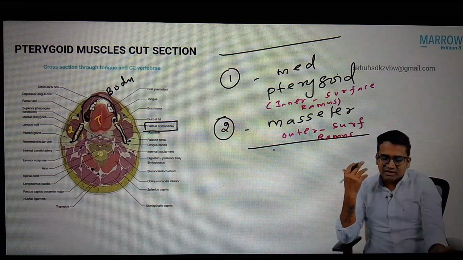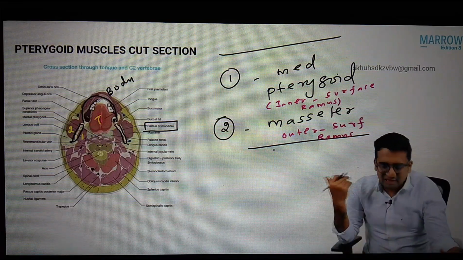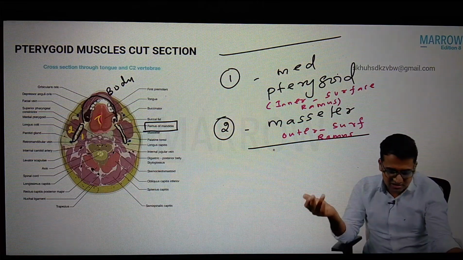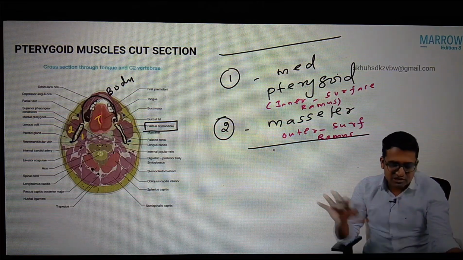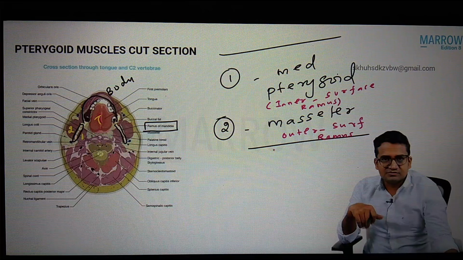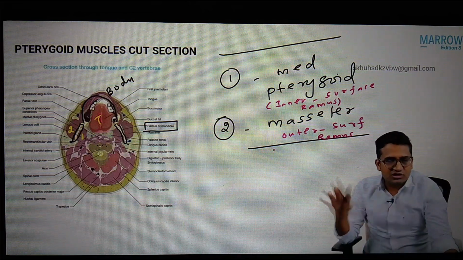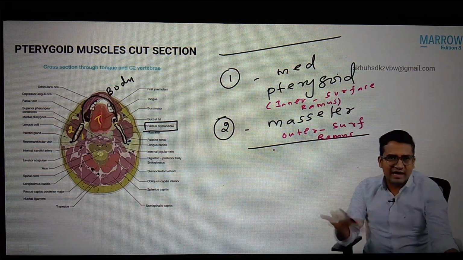Now again, the exams will mark any of this muscle and they will ask you the action of the muscle. Okay. Right. So that's all about the muscles of mastication. So we have 4 muscles. We know the origin, we know the insertion, we know the action.